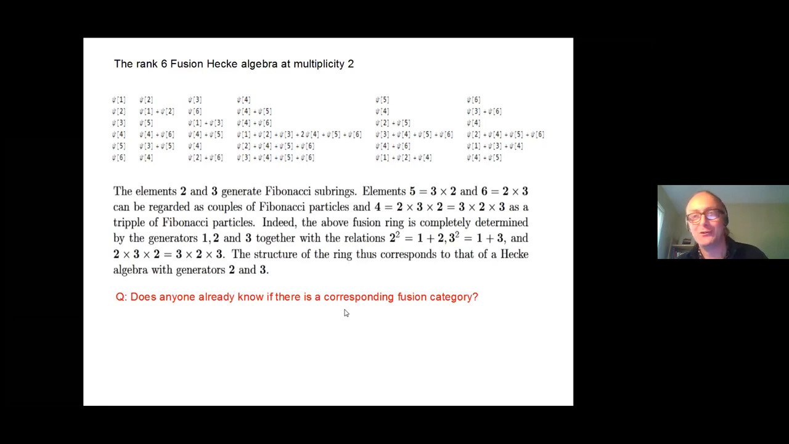And I would be really curious to know if anyone has seen this fusion category before, or knows if there is a corresponding fusion category, because otherwise we might spend some actual effort to try and prove whether this thing corresponds to a category or not, obviously.